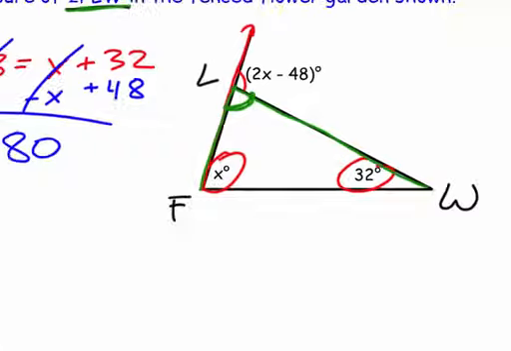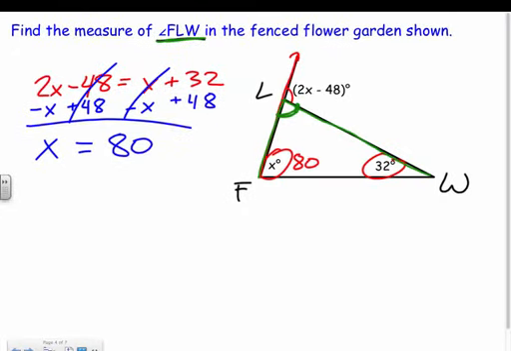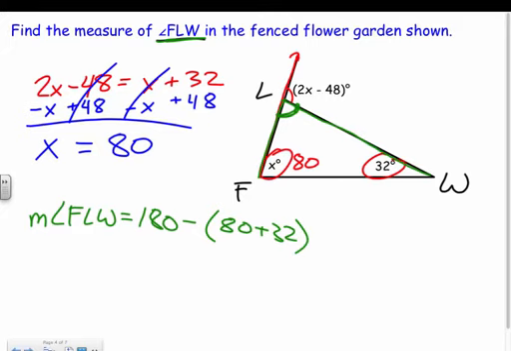Well, if I know that this X is 80 now, and triangles add up to 180 total, so to find angle FLW, we've got to subtract that 80 plus 32 from 180. So the measure of angle FLW equals, well, this guy is 112, so we get 78 degrees.